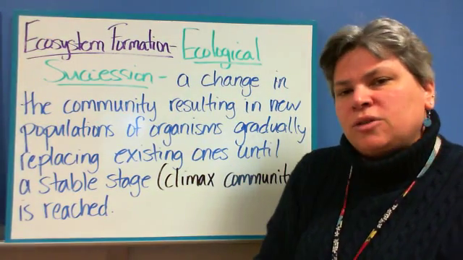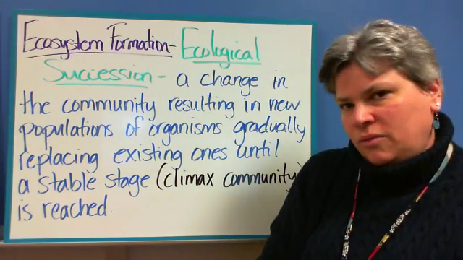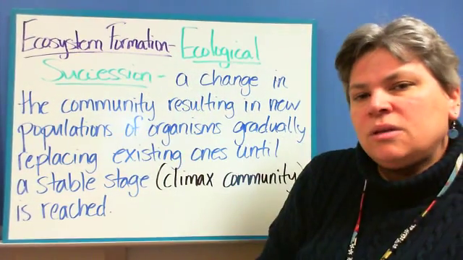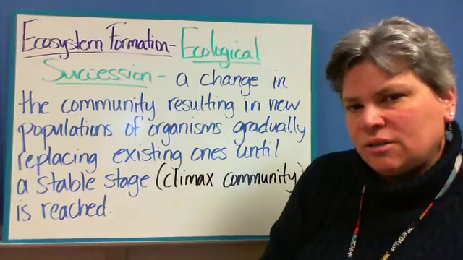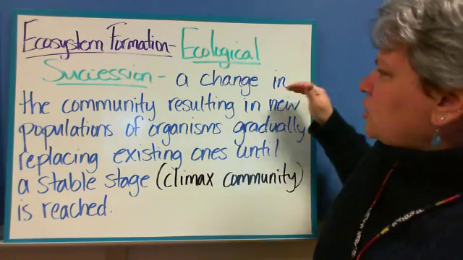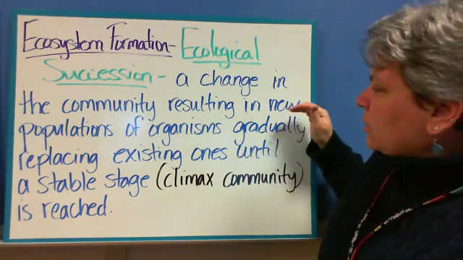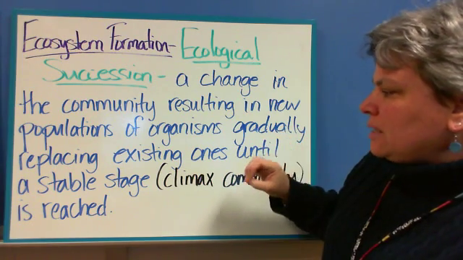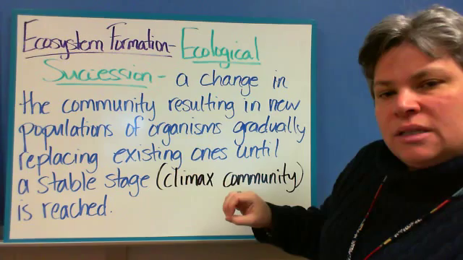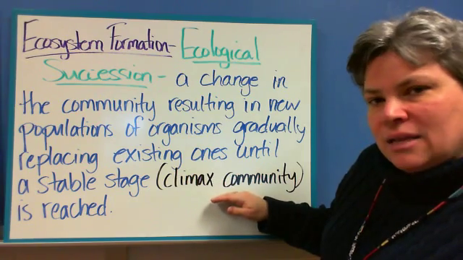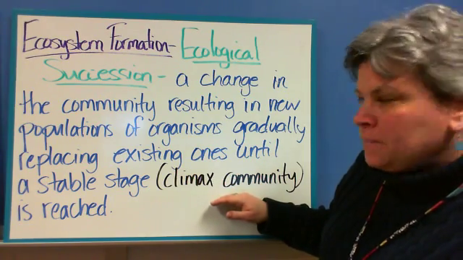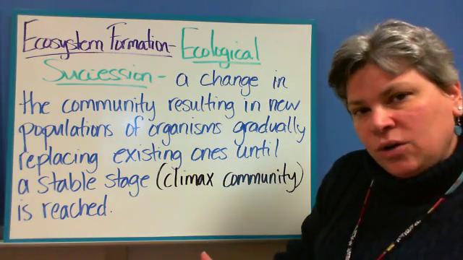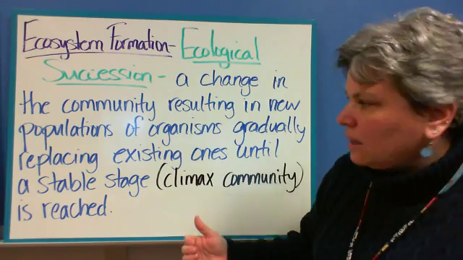Maintaining the ecosystem is great, but we have to form them before we can maintain them. The formation of ecosystems, we use something called ecological succession. Now in succession, it's a change in the community resulting in new populations of organisms, gradually replacing existing ones until a stable stage or climax community is reached. In that definition, there's a lot of stuff going on, and there's a lot of words we've already talked about. So let's go back and look.